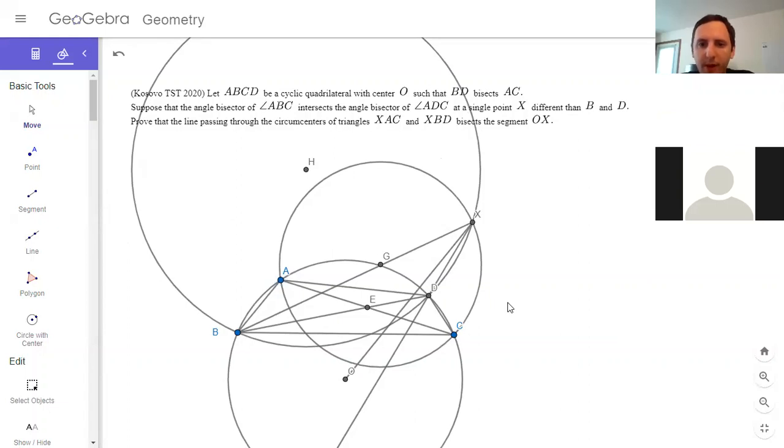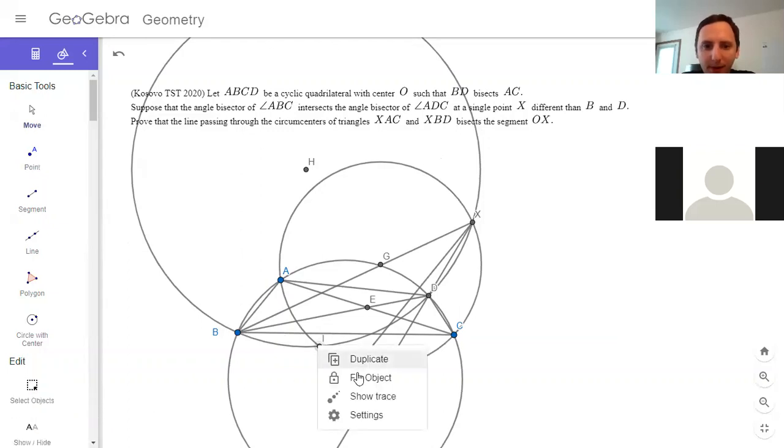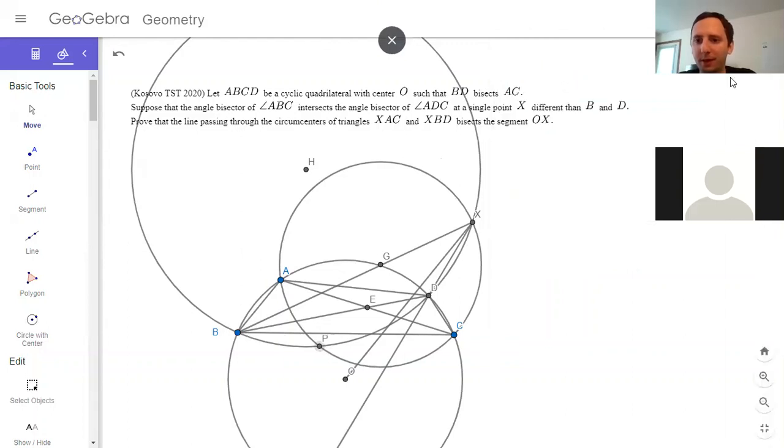If the circumcircles of XAC, wow, you're fast. Circumcircles of XAC and XBD meet at a point. Okay. I'm going to call it P because that's what you called it. Then angle OPX is 90 degrees. We need to show OPX is 90 degrees.